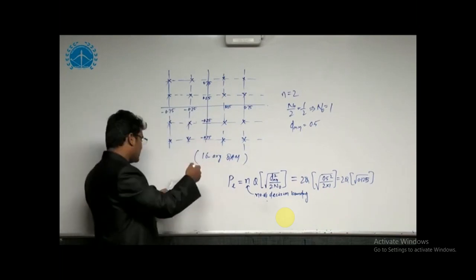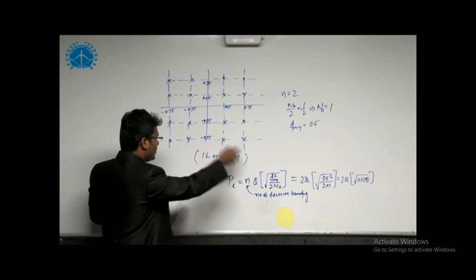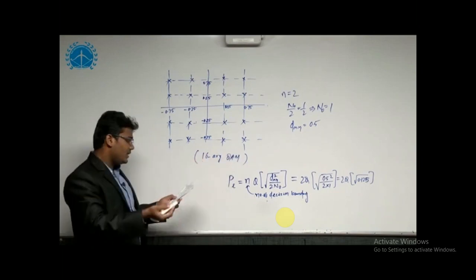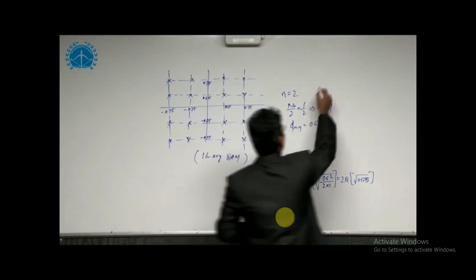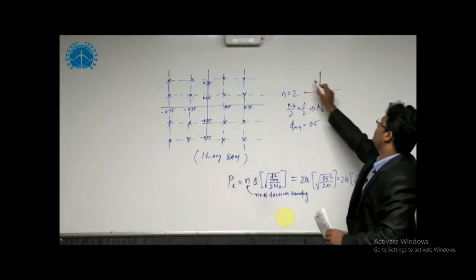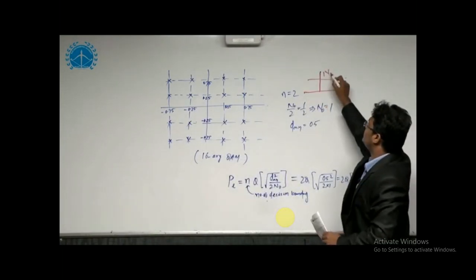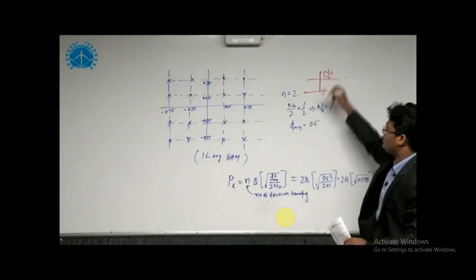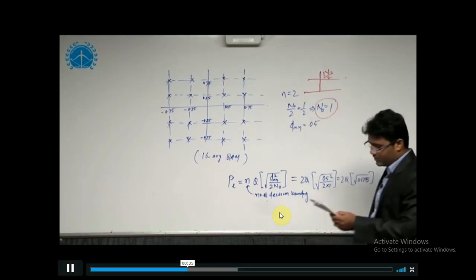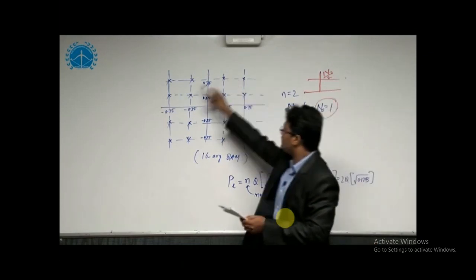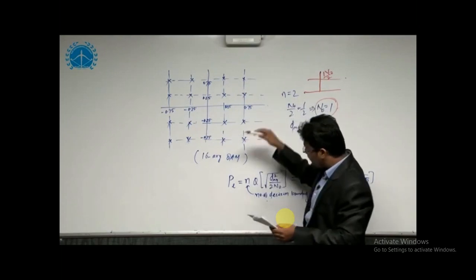But here, what is asked: there is a 16-array constellation and we are asked to find the probability of error, where the white noise power spectral density is given. What we know is that white noise has a constant power spectral density of value N0 by 2. So from this I can get N0 equal to 1. That means my noise value is 1. And from this constellation diagram, I have to find the probability of error.